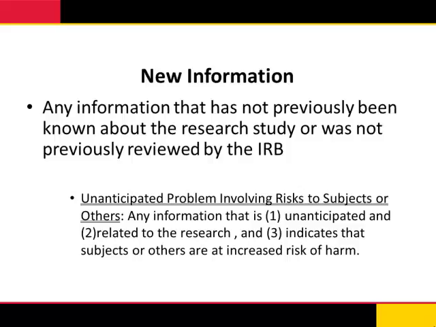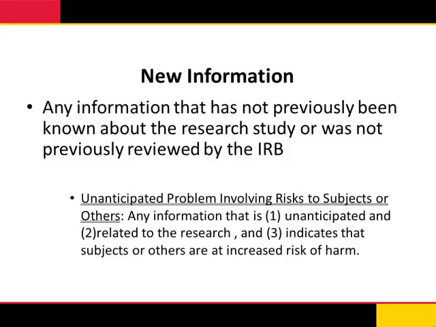So when we talk about new information, reportable new information, what is it? That's one of the most important things I think to understand. The information that needs to be reported to the IRB is any new information that has not previously been known about the research study or was not previously reviewed by the IRB. So that's a pretty simple definition. In terms of what needs to be reported, from an institutional perspective, the institution is obligated to report certain things to our federal oversight agencies. Therefore, there are certain things that investigators need to report to the IRB.